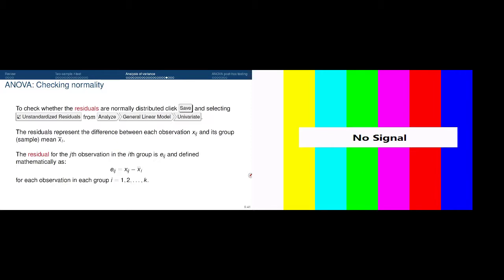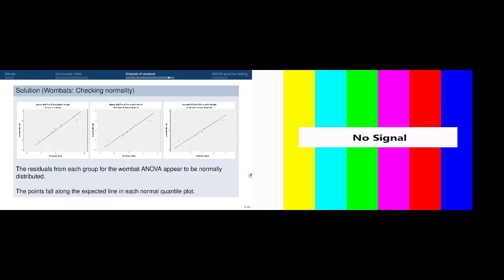So if we go to Save in the Analyze, General Linear Model, Univariate section, we can tick the box for unstandardized residuals. And then hopefully, if we have a look at our data set, there'll be a new column now with the residuals saved. And so for group one, you can see that these values are all scattered around zero. These values as well, these are the ones from group two.